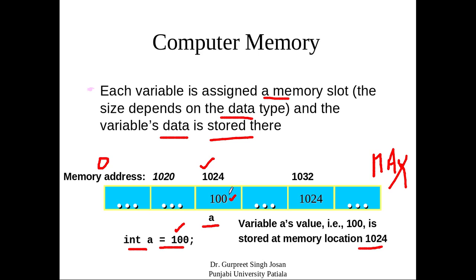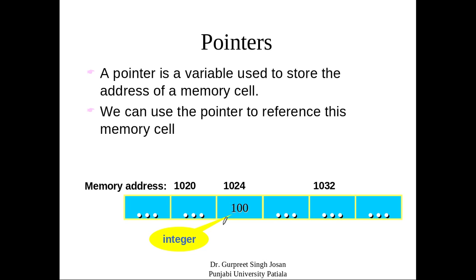So here we have two different kinds of values. One is the address of the location, another one is the value of the location. The value is stored within the memory, and every location has an address, that is 1024 in this case, and that address is named as a in our program. So this is how the system works in C language or C++ language.